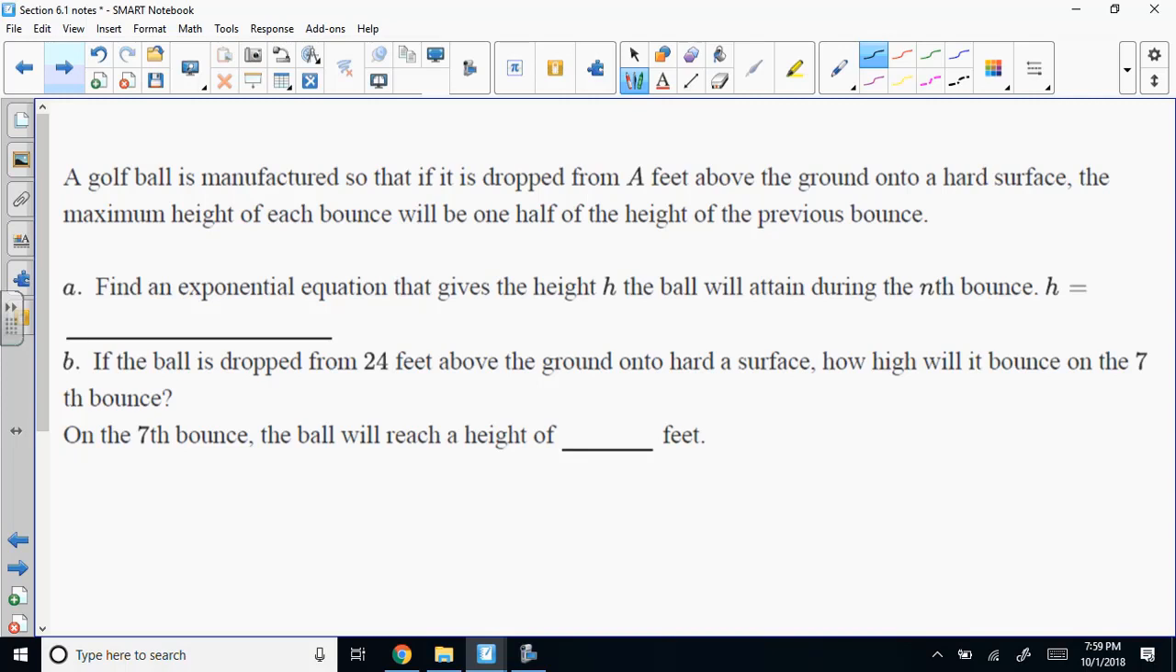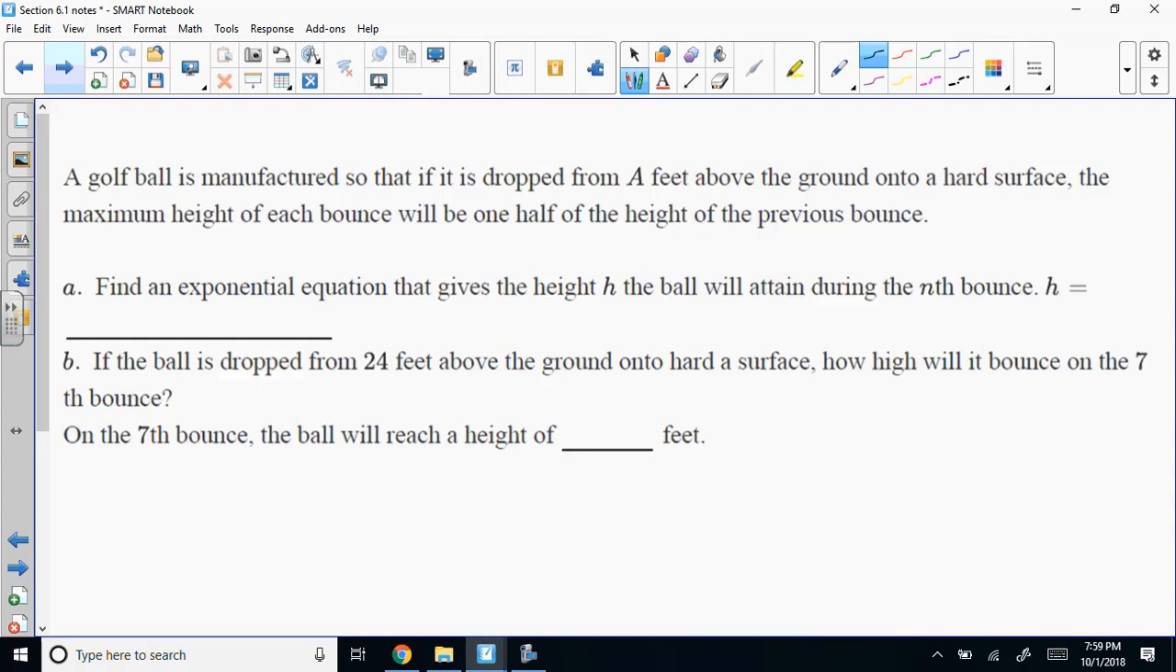All right. A golf ball is manufactured so that if it's dropped from a height A above the ground on a hard surface, the maximum height of each bounce will be 1/2 of the height of the previous bounce. Okay. Now that's pretty cool. So if it dropped at 6 foot, then the first bounce, the height would come up to what? 3, then it would come up to what? 1/2, then, yeah, of a foot, right? Yeah, that's pretty cool.